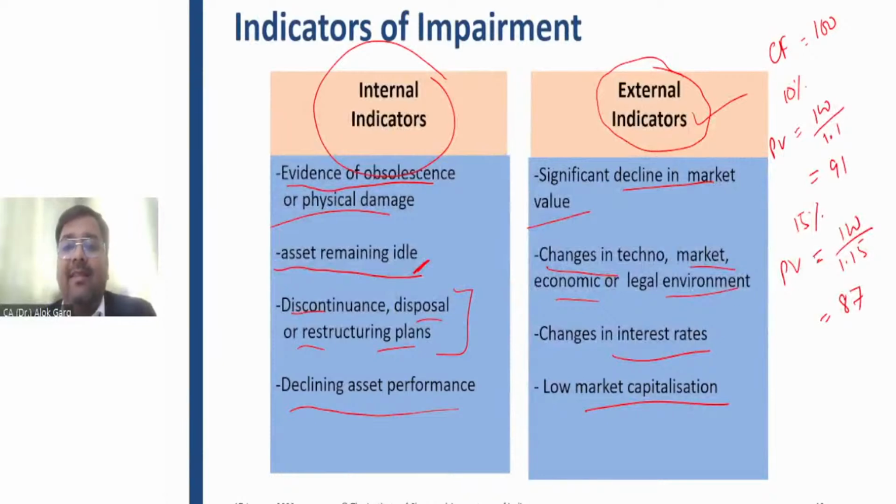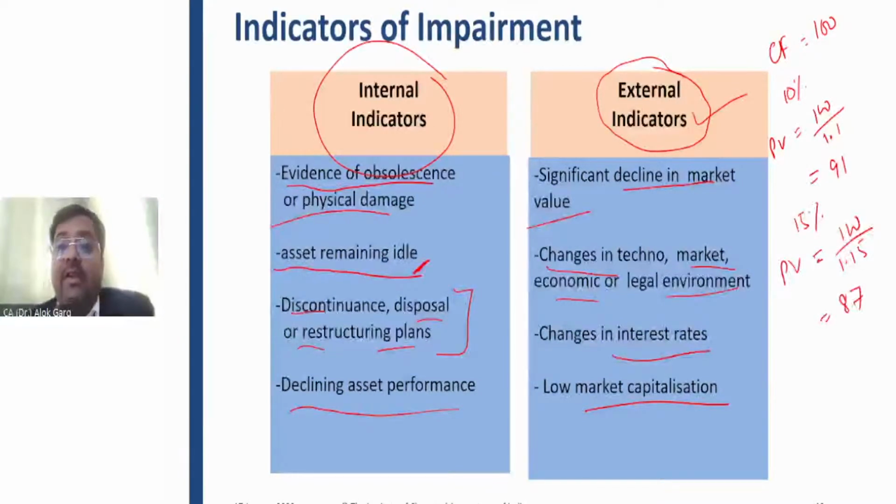So you are feeling that the performance of the asset is declining. You are feeling that you are not getting the productivity out of that asset. You are seeing that the asset is physically damaged. I expected that the life should be 10 years, but it is physically damaged. So it means I have to charge accelerated depreciation. I have to charge impairment, right? Or you have already planned for discontinuation of business, right? Again, it is an indicator of impairment.